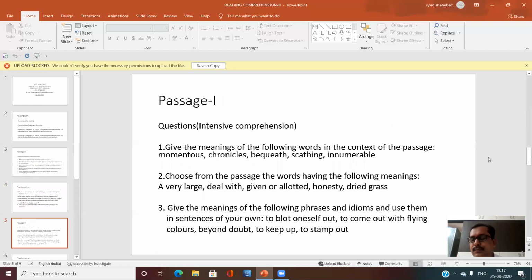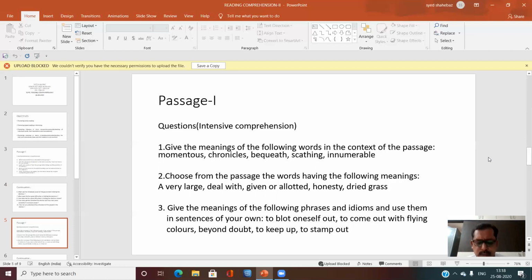Intensive, micro questions, micro comprehension questions. Let us come to intensive questions, micro comprehension questions. Previously, we have answered macro comprehension questions. Give the meanings of the following words in the context of the passage: momentous, chronicles, bequeath, scathing, innumerable.